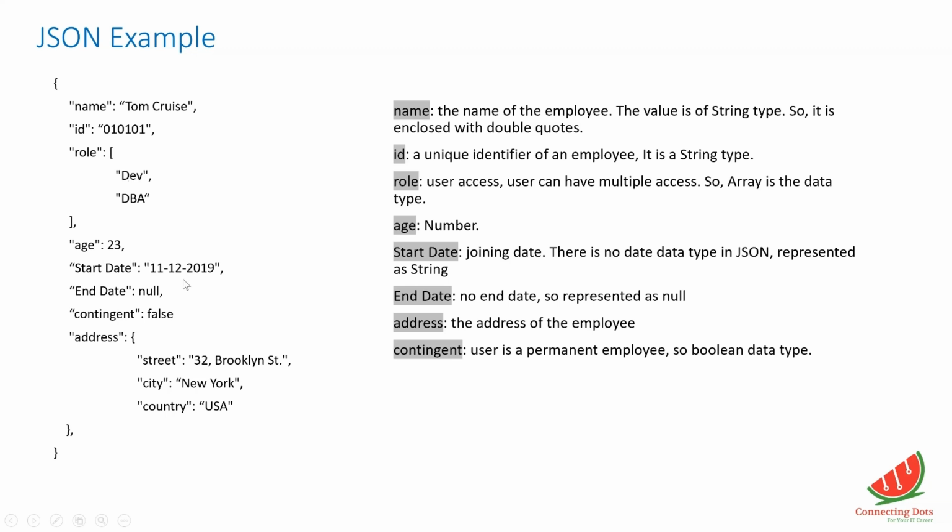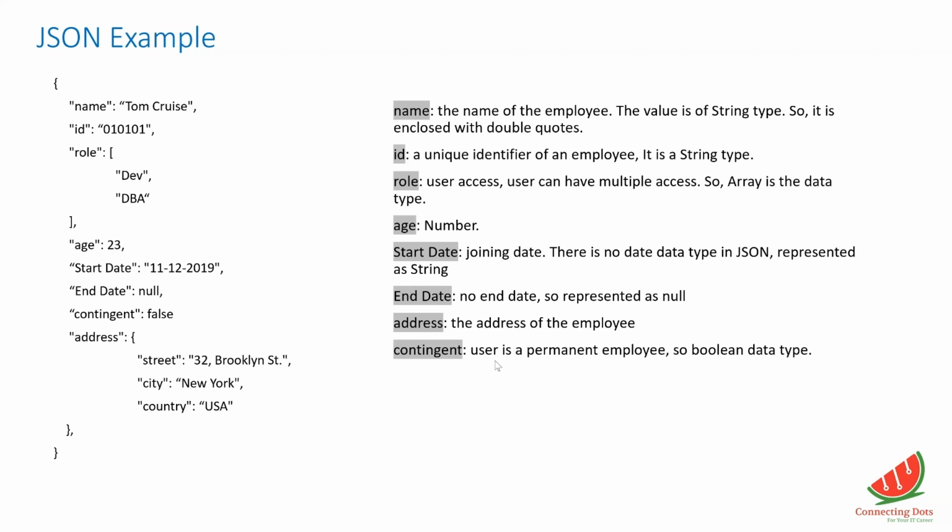Start date, if you are a programmer, you might be thinking that a date object should have been there, but it is not. So we represent it as a string. Next, end date. Since there is no end date, let's say you are a full-time permanent employee, not a contractor, then you will not have any end date, right? So that's why it is null.